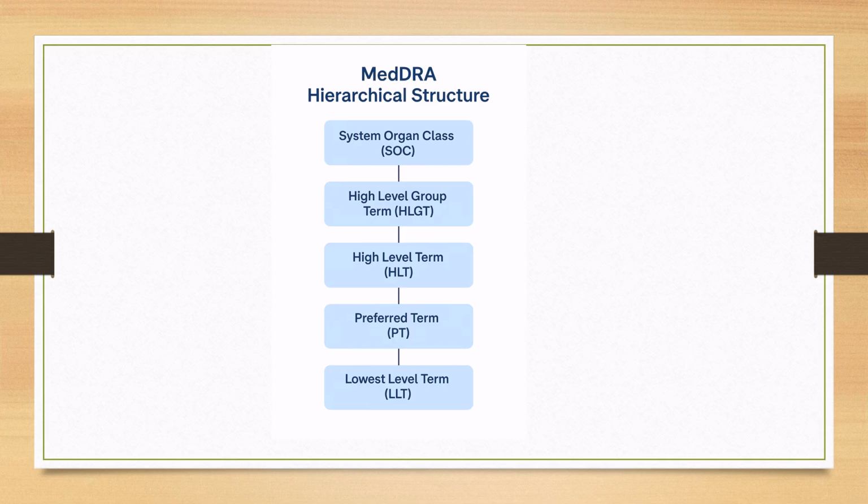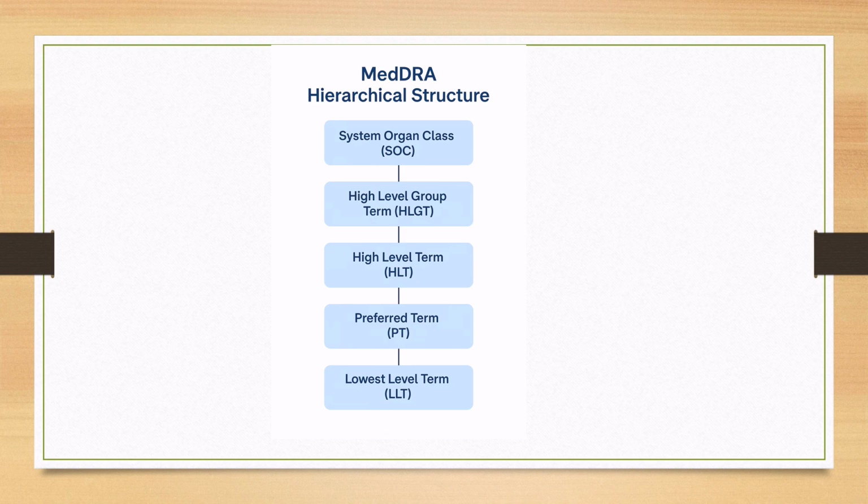HLGTs are broader groups that combine multiple HLTs. For example, the HLTs for coronary artery and myocardial disorders might roll up to the HLGT cardiac disorders. Next and the last level is the system organ class. This is the broadest level in MedDRA. The system organ classes, also known as SOCs, represent body systems or medical disciplines. There are 27 SOCs in total. The example we are discussing in all the levels here is the cardiac disorders HLGT, which belongs to the cardiac disorders SOC.